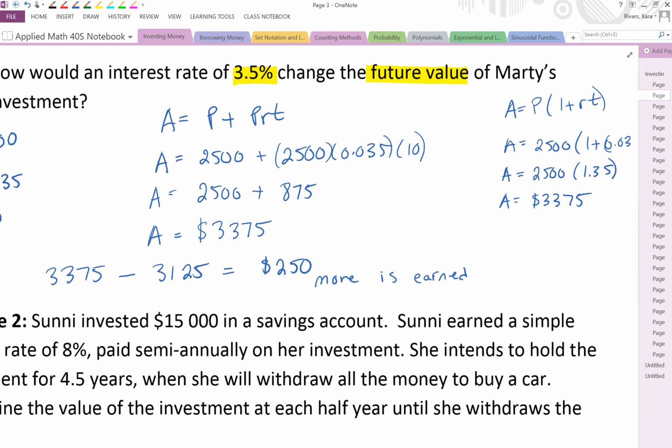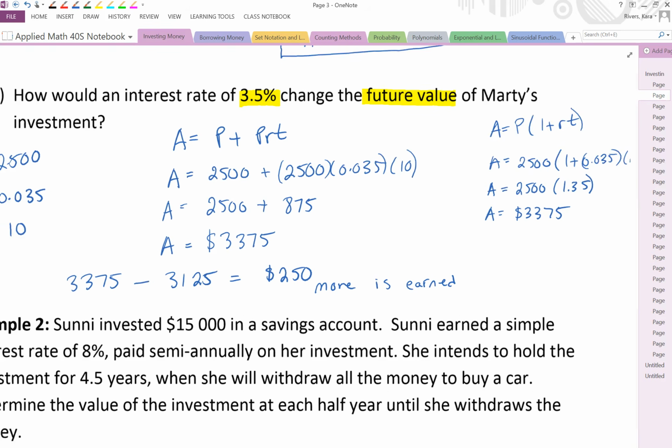It's interesting to see that just a 1% change in your interest rate earns you $250 more. However, that is happening over 10 years. But if you can do without that $2,500 for 10 years, and if you can get a better rate, then that earns you more money.